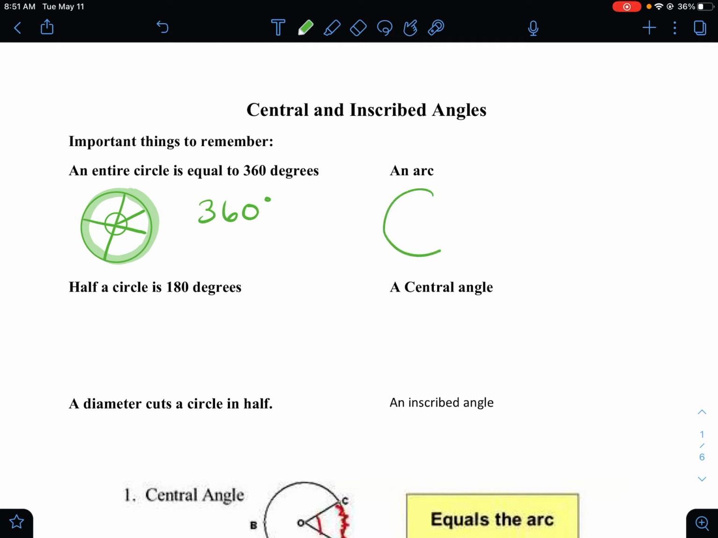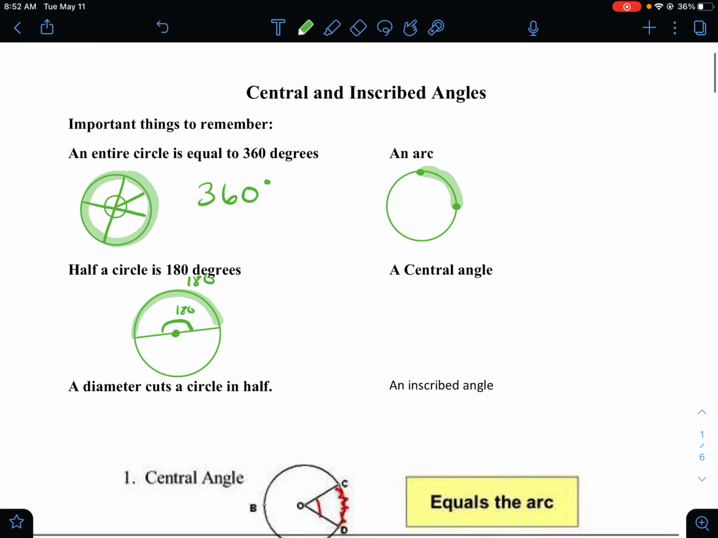If we've got a circle, and we worked on arc length, arc length is just a portion of the circumference. That's what an arc is. I know we already covered that, but just as a reminder, half a circle is 180 degrees. So if you have this, you know that this portion is equal to 180. In addition, this portion is equal to 180.